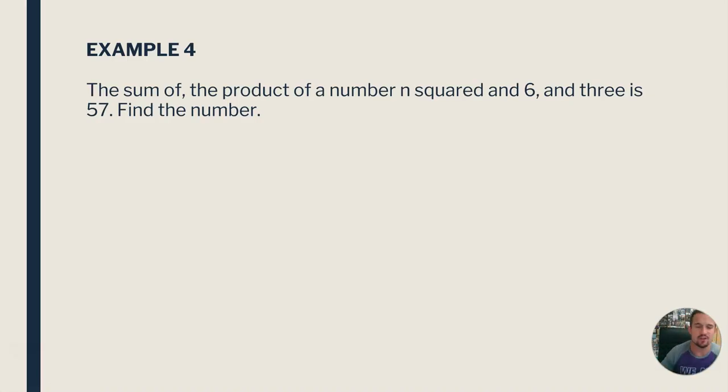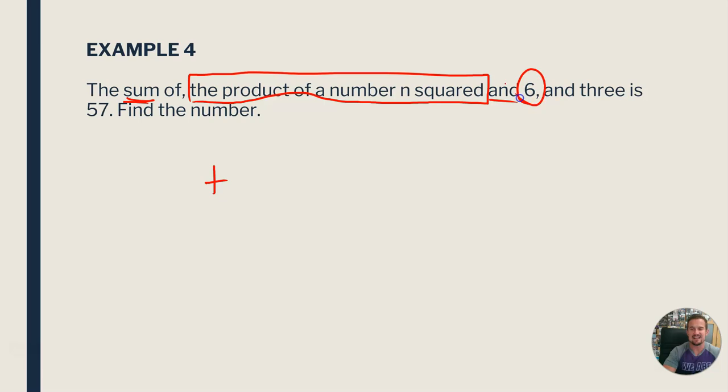Example number 4, another similar one. The sum of the product of a number n squared and 6 and 3 is 57. Find the number. Okay, so sum. I'm going to write a plus sign here. The sum of, so let's figure out what I'm adding together. So the sum of the product of a number n squared and 6. Those are the two things I'm adding together. 6 and the product of a number n squared.